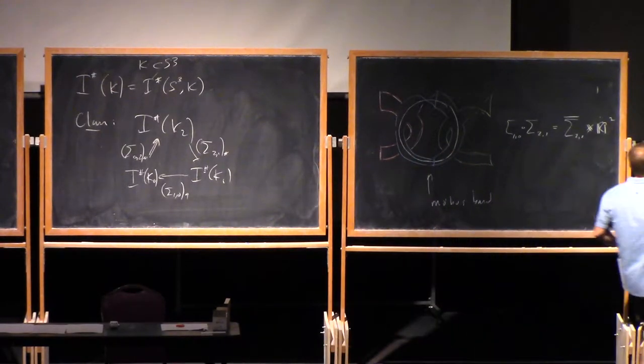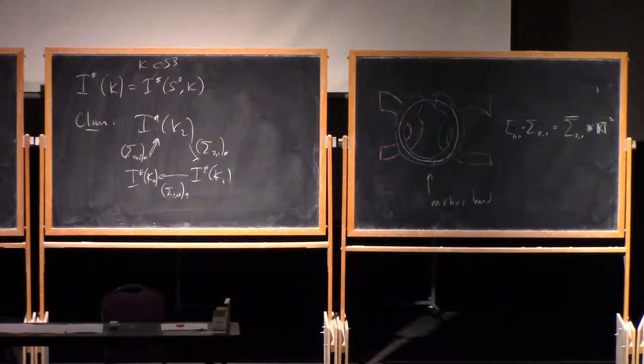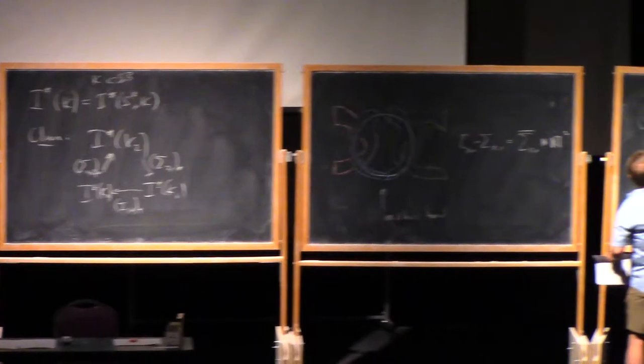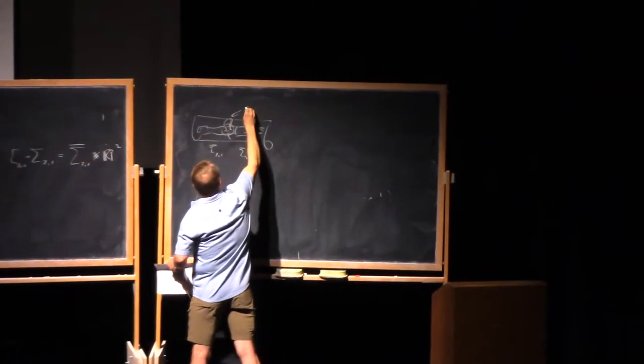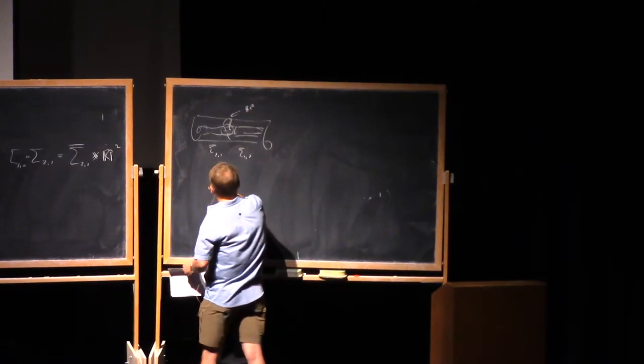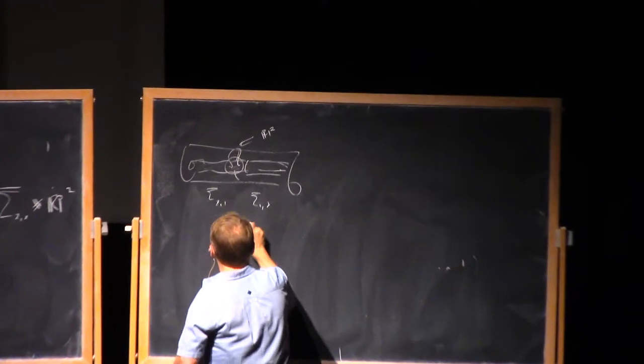Let me spend two seconds on RP2s. So I've done my first guy. There's a sigma 2-1, sigma 1-0. I can't draw them much better than that. But then this composite, somehow, there's an RP2 in here. Right? And this is happening in R times S3.